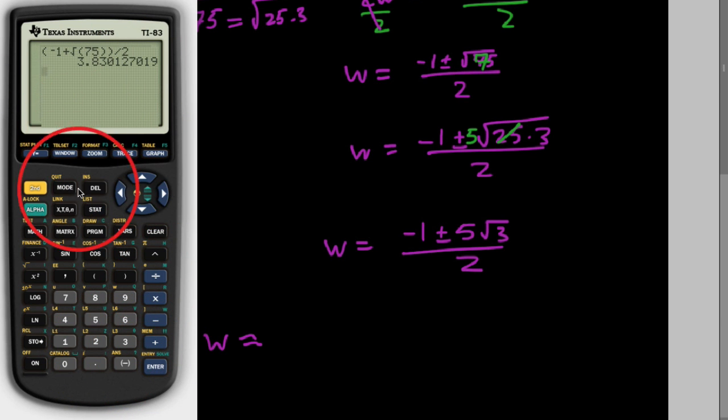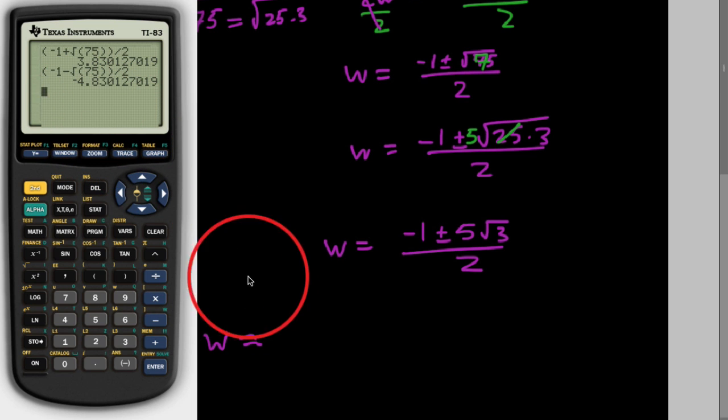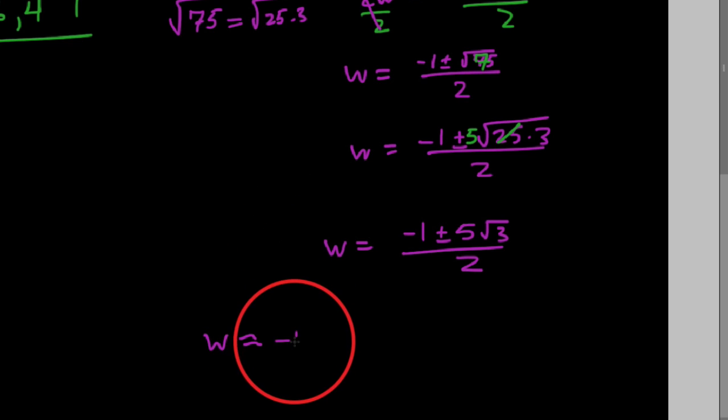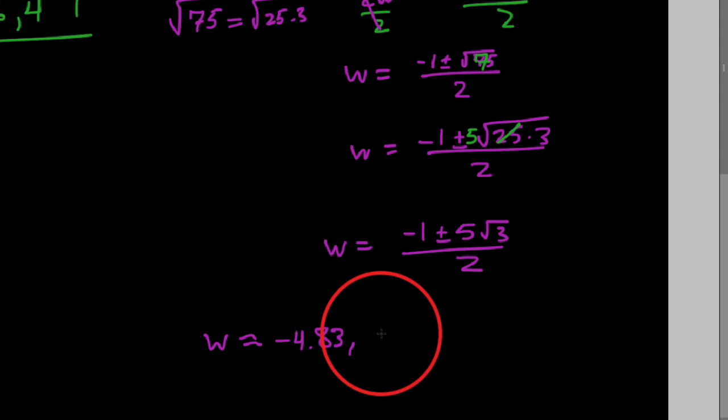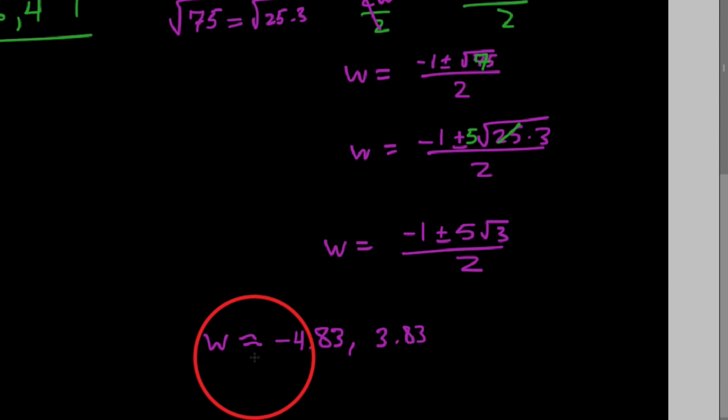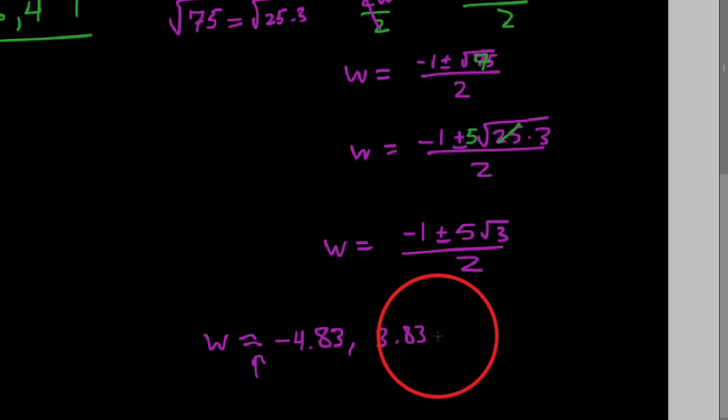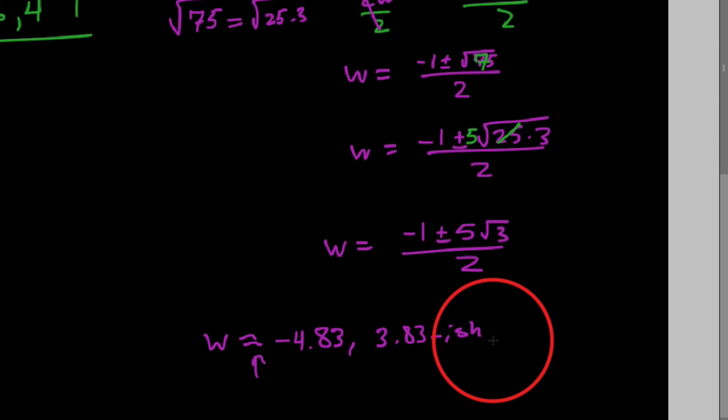The next thing I want to do is hit second enter on these TI calculators. It just pulls up the last thing you typed in. The benefit of doing this is that we can just go back and change the addition to a subtraction. So keep an eye on these two decimals, about 3.83 and negative 4.83. I'm going to write these down, negative 4.83 and about 3.83. And when you see this double squiggly here, it just means approximately equal to. You could also just write ish at the end of this.